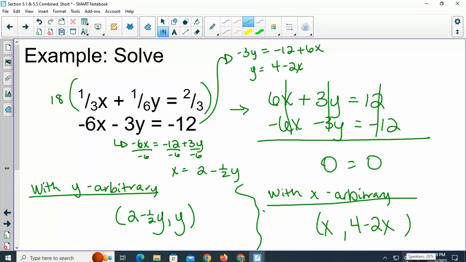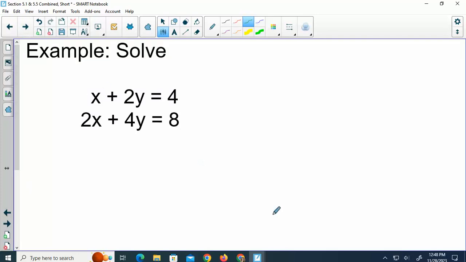So I'll always ask you to do one or the other, but you have to be able to give me those ordered pairs. You guys understand how I got those? Why don't you guys try one?